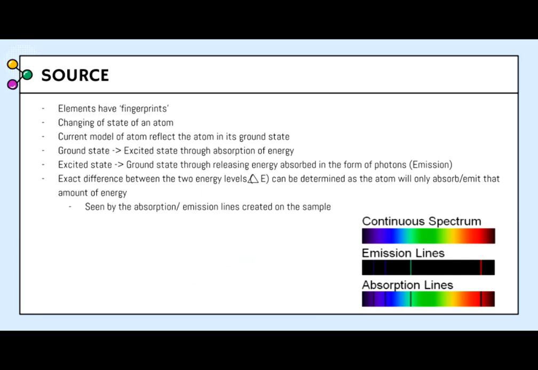Every element has some sort of a fingerprint of its own that can be used to identify it, due to its unique properties. This is due to the differing amounts of energy absorbed or released when an atom switches between its ground state and its excited state. The current model of atom that we study, with the principal quantum shells 1s, 2s, 2p, and more, reflects the atom in its ground state, when all electrons are in the lowest possible energy level. Atoms move from ground state to excited state through absorption of energy, and from excited state to ground state through releasing this extra energy absorbed in the form of photons, also known as emission.